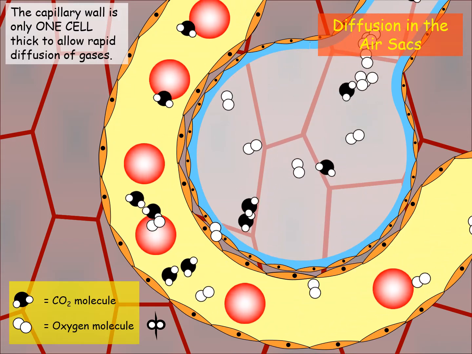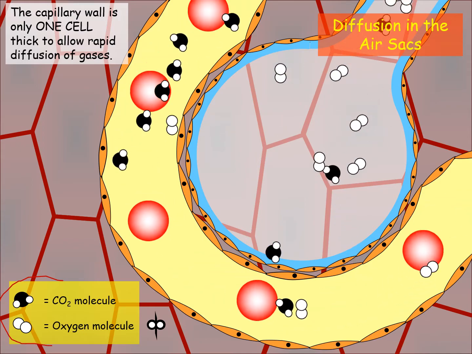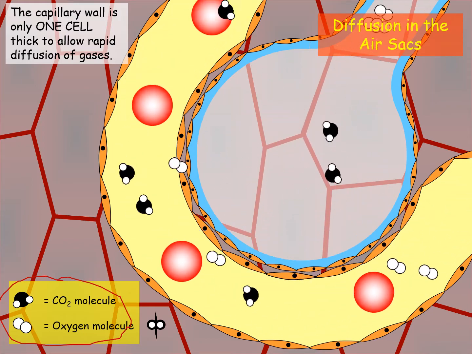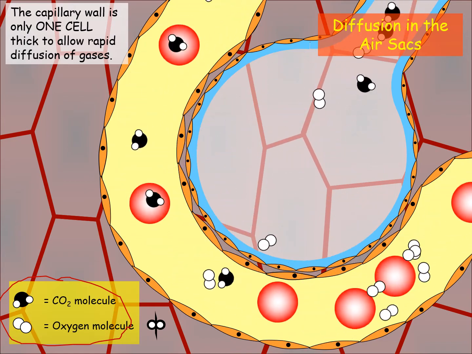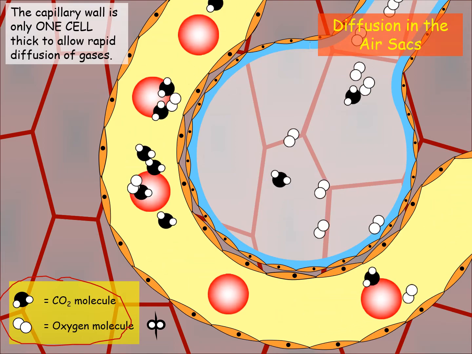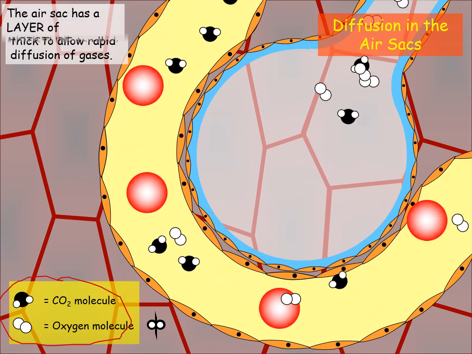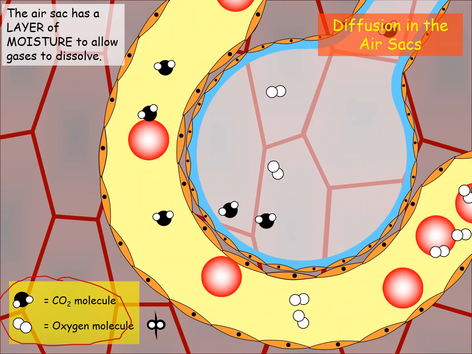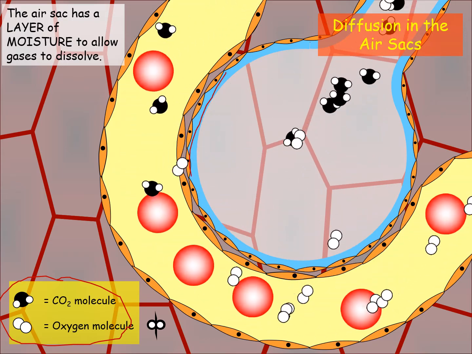So you can see the key at the bottom here, which tells us that carbon dioxide molecules are black and white, whereas your oxygen molecules are your two white blobs. Your red blood cells are your red dots that are going through. The air sac has a layer of moisture to allow gases to dissolve. So that is the blue lining that lines your air sac.